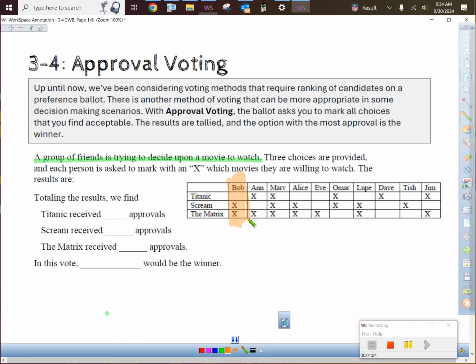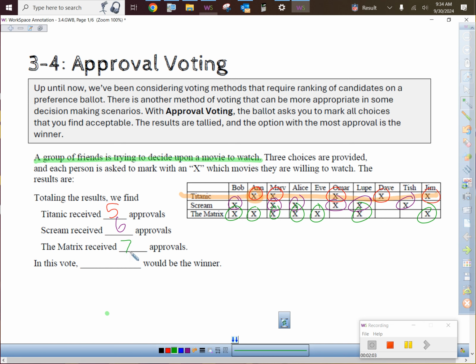So check it out. To total all the results for approval voting, we just do this. Let's see how many votes Titanic got. We're going to go across and count up all the X's for Titanic. There's 1, 2, 3, 4, 5. You see how 5 people in this party approve of watching Titanic. So 5 approvals for Titanic. Scream, 1, 2, 3, 4, 5, 6 Scream approvals. And then The Matrix got 1, 2, 3, 4, 5, 6, and 7.